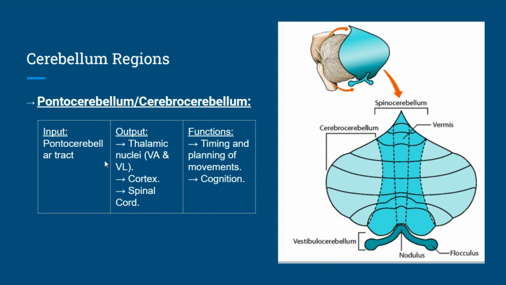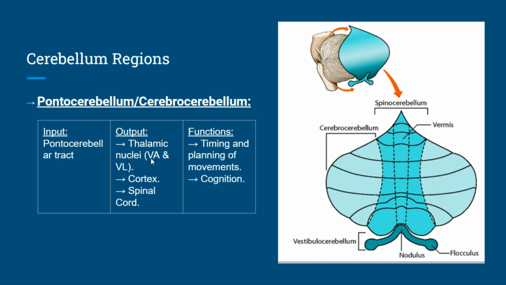The last one is the pontocerebellum, or cerebrocerebellum. This is the largest part of the cerebellum when it comes down to the connections. This is the most lateral part. It receives the input from the pontocerebellar tract. The output goes to the thalamic nuclei.